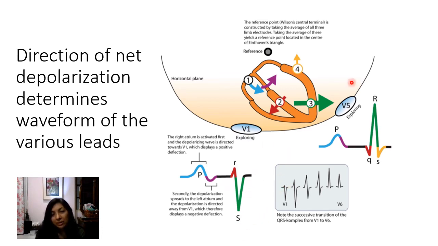And then it moves back towards the baseline when the depolarization is complete. However, in V5, because it's moving towards V5, you have a tall R, and then it comes down as an S and goes towards the isoelectric line. And you can imagine V2, V3, V4, which are all in between, and you can try to figure out how those conformations happen based on this movement.